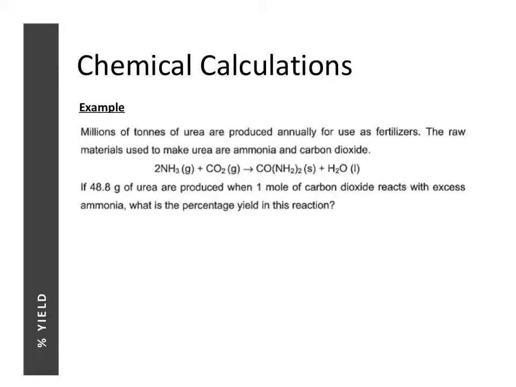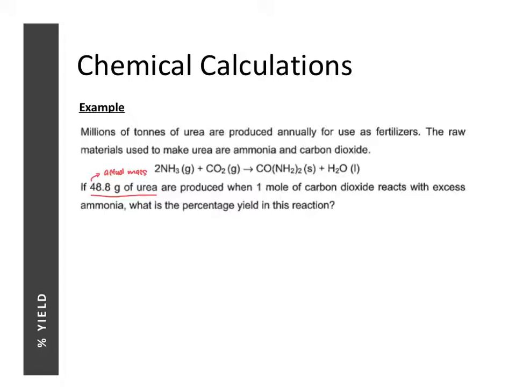As you are reading the question, just a reminder that in a percentage yield question, for 90% of questions, the actual mass is given in the question. So as you are reading, if you see this part, 48.8 grams of urea are produced, this is actually your actual mass. So we have already gotten the actual mass from the question. Now we need to obtain the theoretical mass, or the mass that we calculate based on the amount of reactants.